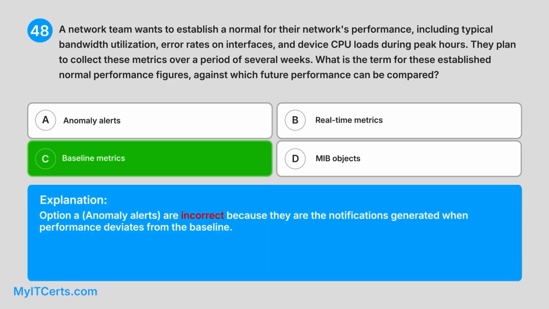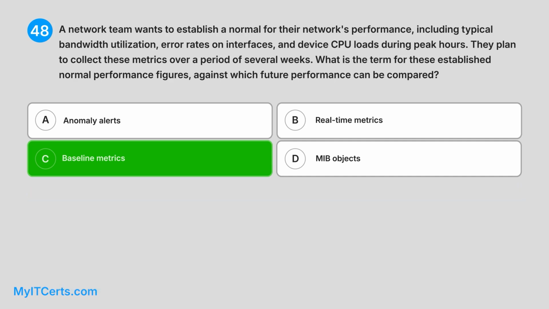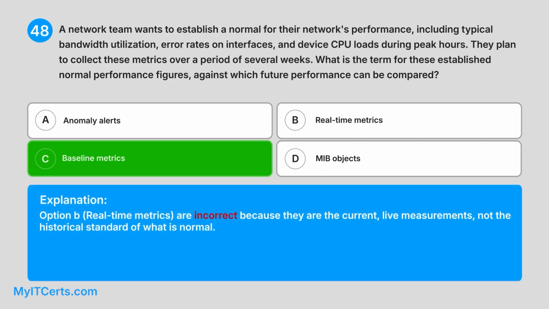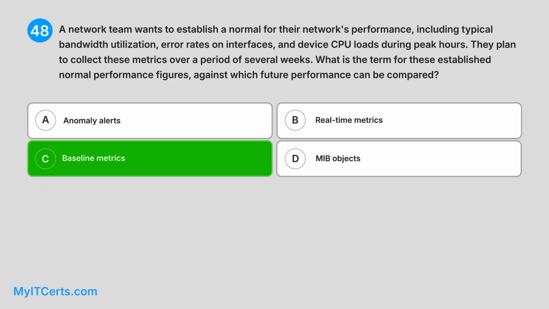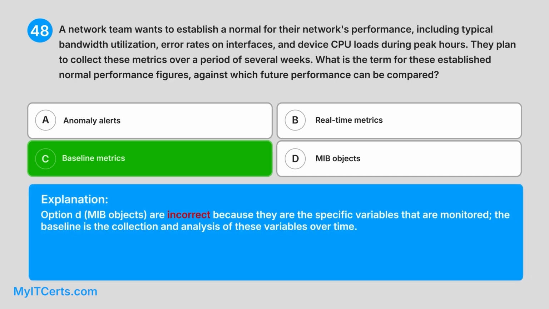Option A, anomaly alerts, are incorrect because they are the notifications generated when performance deviates from the baseline. Option B, real-time metrics, are incorrect because they are the current, live measurements, not the historical standard of what is normal. Option D, MIB objects, are incorrect because they are the specific variables that are monitored. The baseline is the collection and analysis of these variables over time.